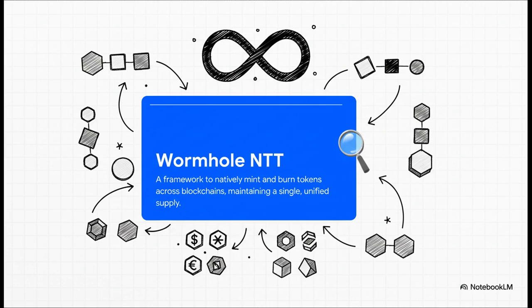Well, it's not just another bridge. The best way to think about it is like a universal passport system for your tokens. It's a set of rules that lets a token be genuinely created on one chain and destroyed on another as it moves. This ensures that the total supply across every single blockchain stays perfectly in sync and never, ever changes.